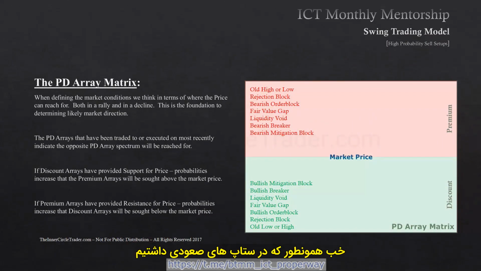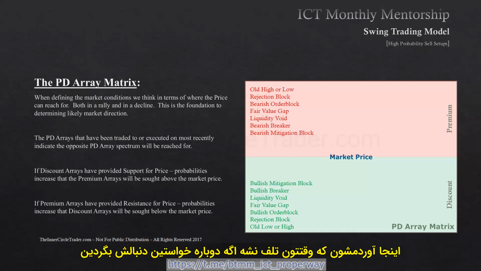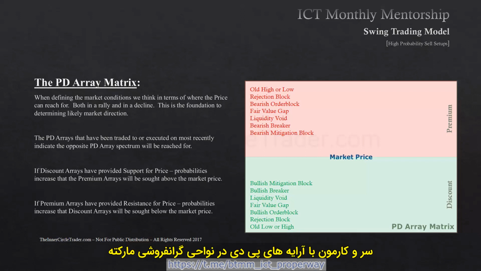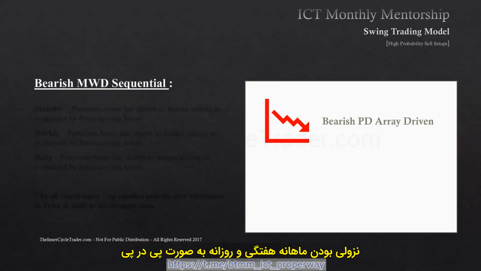Okay, like we did with the bull setups, the PD array matrix again is included here just as a reference point. I don't know what time you're going to refer back to this video again. That way it saves you some time going back and forth looking for it. We're going to be dealing with the premium side of the PD array matrix. Okay, the bearish monthly, weekly, daily sequential.